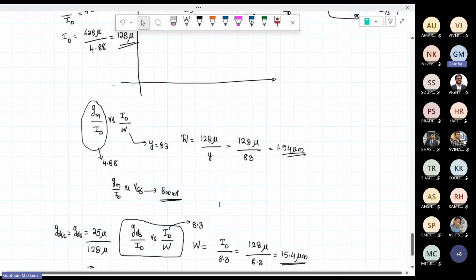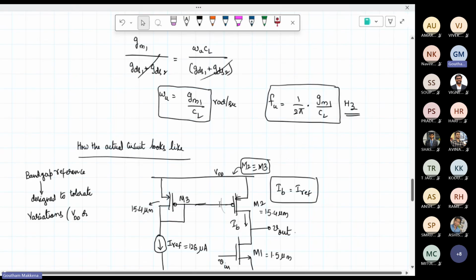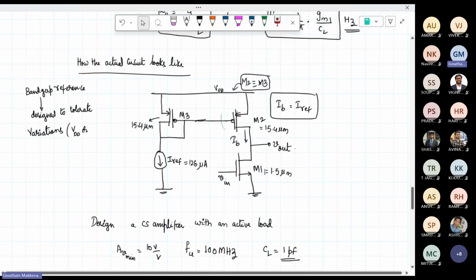So will the sizing be any different? What all sizings did we get? M1 to be 1.5 micron, and M2 to be 15.5 micron. M2 and M3 are matched devices, so M3 will be 15.4 micron. IREF we got as 128 microamperes, but that IREF gets doubled. So what is 128 times 2? 256. So it becomes 256 microamperes. Yes or no?